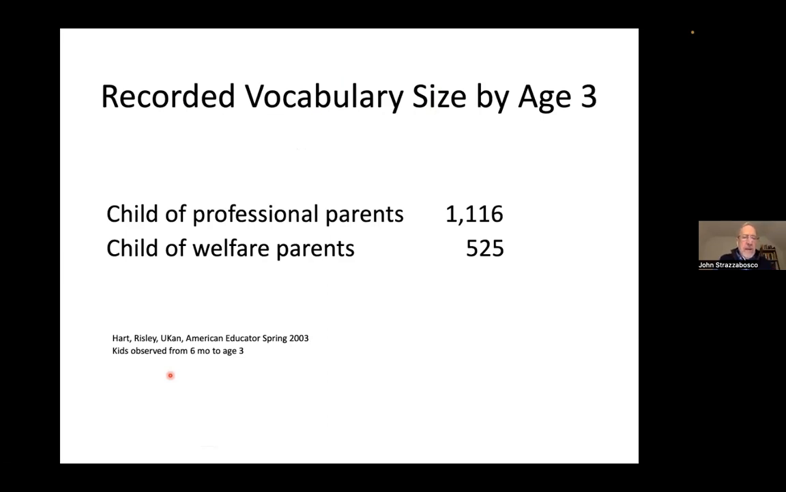These are some of the things that Hart and Risley found out about recorded vocabulary size by age. And this is where I found out the kids in poverty have half the vocabulary. The children of professional parents have a vocabulary of about 1,116 words. Children of welfare parents have a vocabulary of about 525 words.